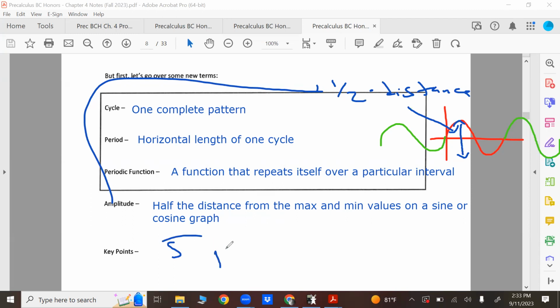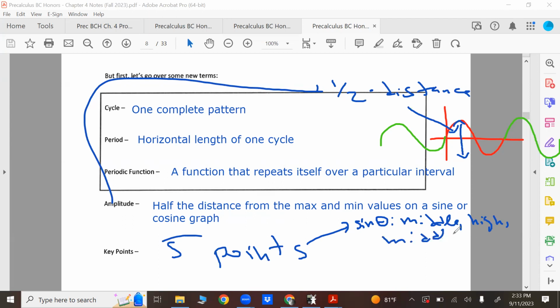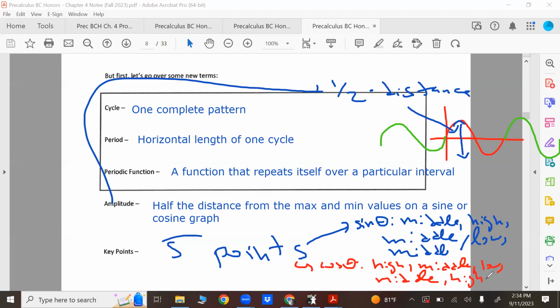The key points, you want 5 points. For sine theta, you want middle, high, middle, low, middle. So what we have here in red and green, that's sine. Middle, pi, middle, low, middle. For cosine, you start high, then middle, low, middle, high. However, sometimes the order gets reversed.